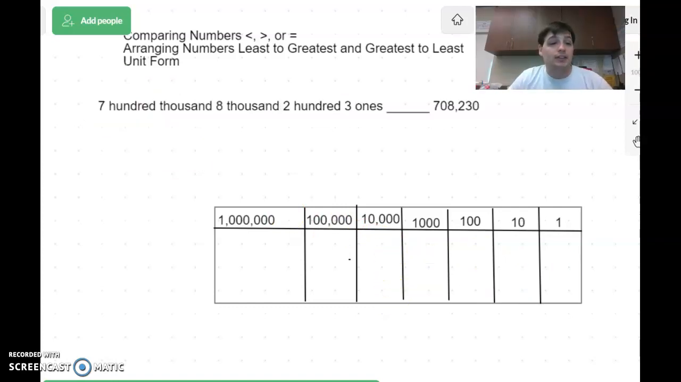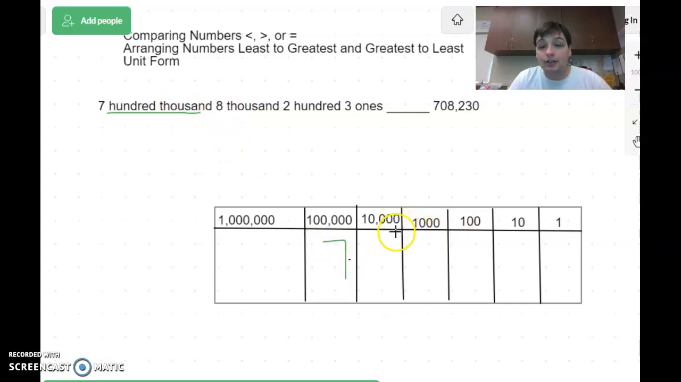I have 700,000, 8,000s, 200s, 3 1s, and I want to compare that to 708,230. Remember, the very first step when you see unit form is to put it in standard form. Use a place value chart. They're great tools, okay? Here I have 700,000.